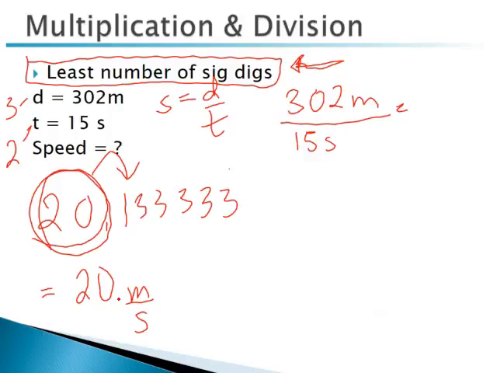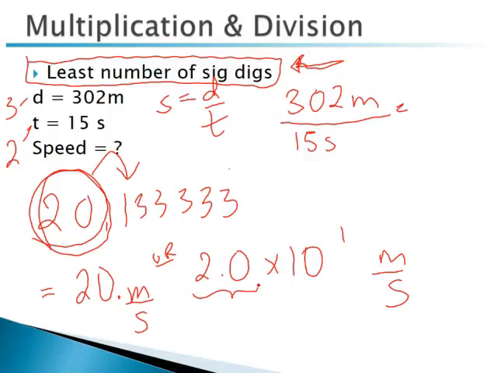Now notice I did put a decimal place in here, so I know that this 20 is exactly the two significant digits that I want. The other way you could represent that is by writing it in scientific notation as 2.0 times 10 to the 1 meters per second. So either like this with a decimal place or 2.0, because I know anything as a coefficient is a significant value.